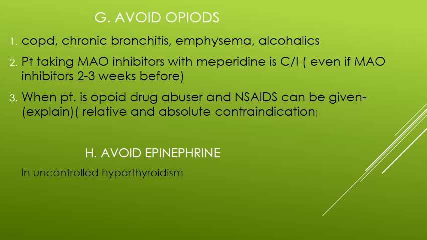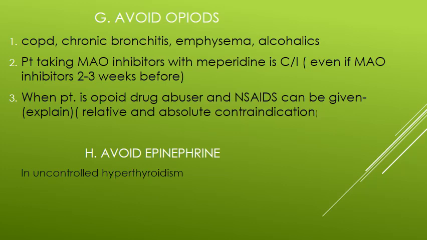Another is if the patient is taking MAO inhibitors, that is monoamine oxidase inhibitors. These are antidepressants, and then meperidine, which is an opioid, is a contraindication. Even if the patient stopped MAO inhibitors 2 to 3 weeks before taking meperidine, it is still contraindicated. So remember, MAO inhibitors and meperidine is contraindicated.